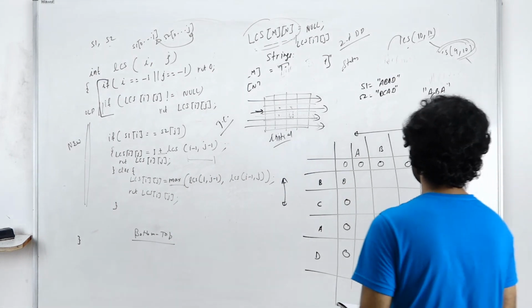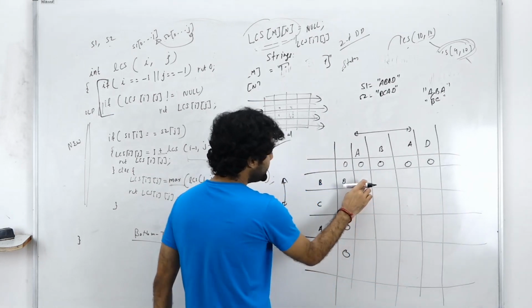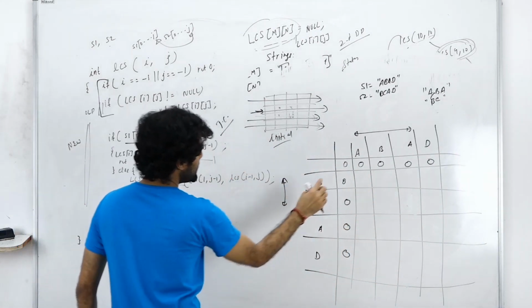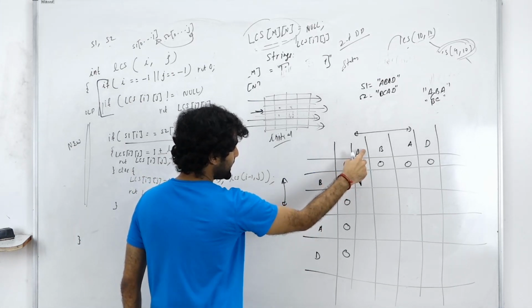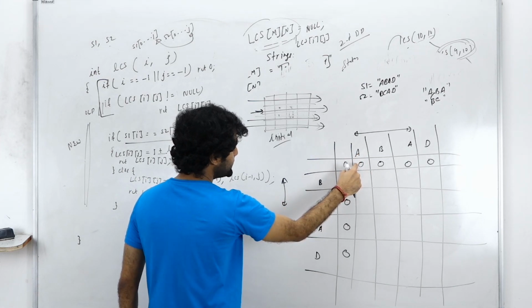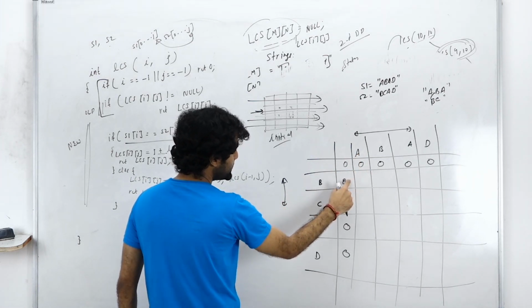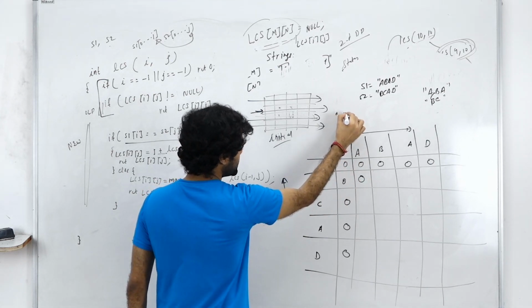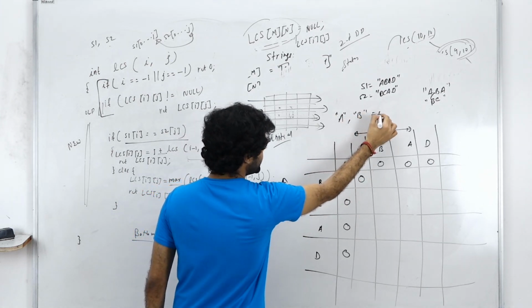Now I can start filling in the cells. So I start from here. The first thing that I'll do is check for this case. Are the two characters matching? They are not matching. So if they are not matching, then my answer will be max of this comma this. And max of this comma this is 0 only. And that makes sense because LCS of A comma B is 0 only.